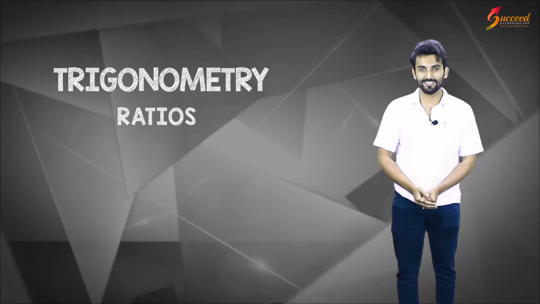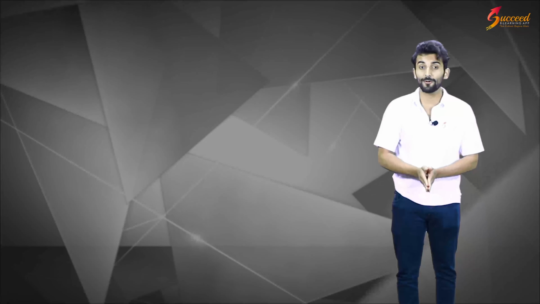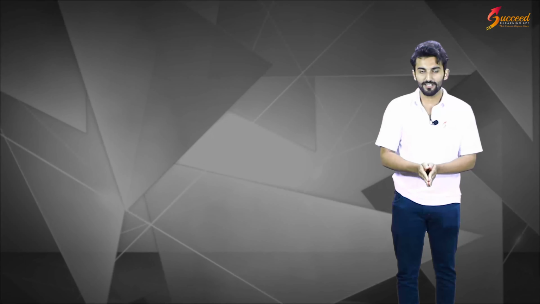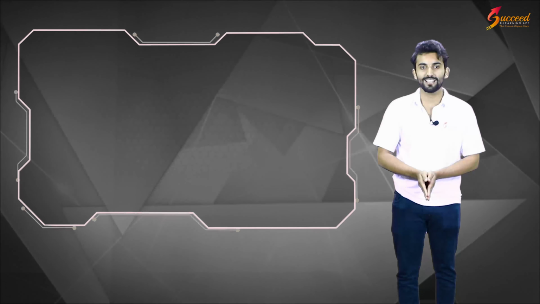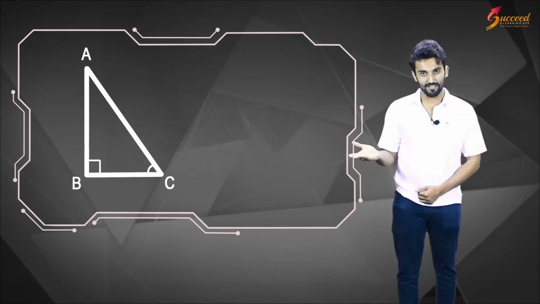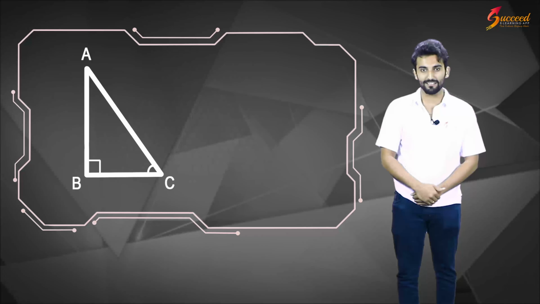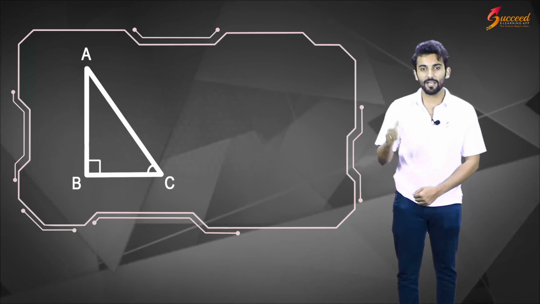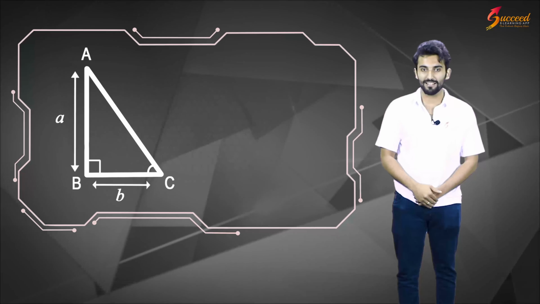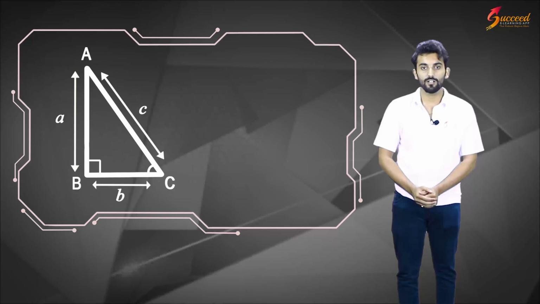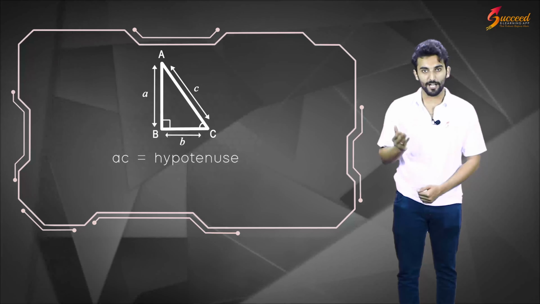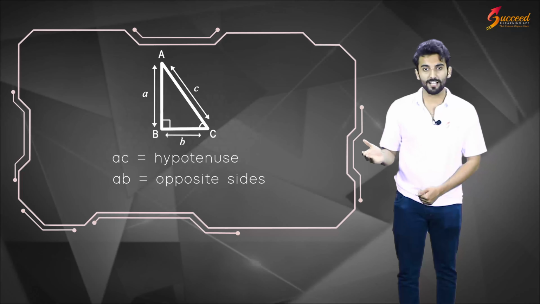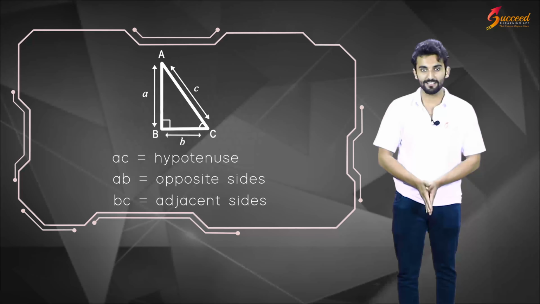Trigonometric ratios. Hello students, I hope you have understood the basic concept of trigonometry. Now, let us learn about the trigonometric ratios which can be formed. Consider a right angle triangle ABC where the right angle is at B. Let us name the sides as AB as a, BC as b, and AC as c. So, let us make it clearer. Let us call AC the hypotenuse, AB the opposite side, and BC the adjacent side.